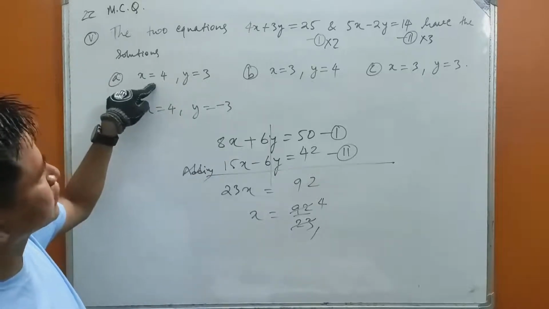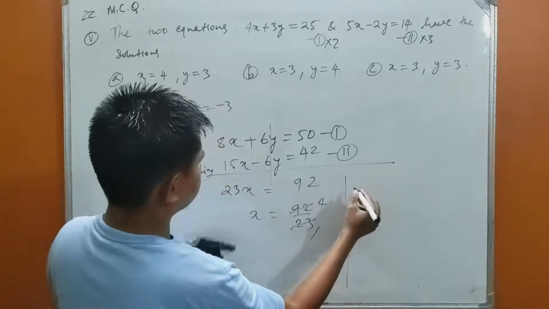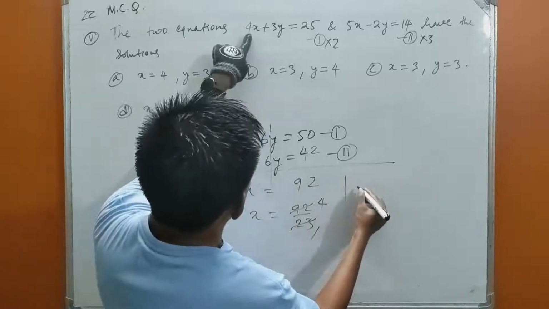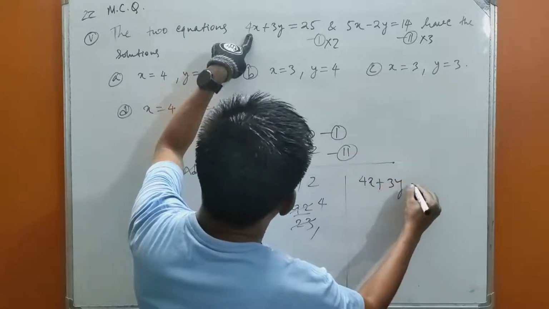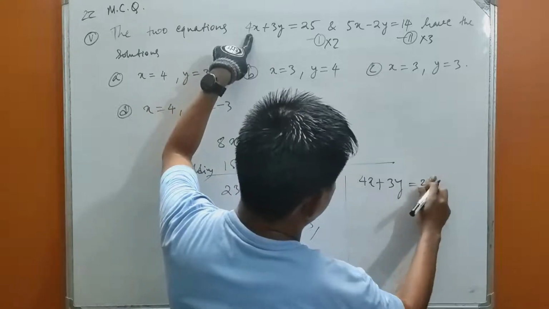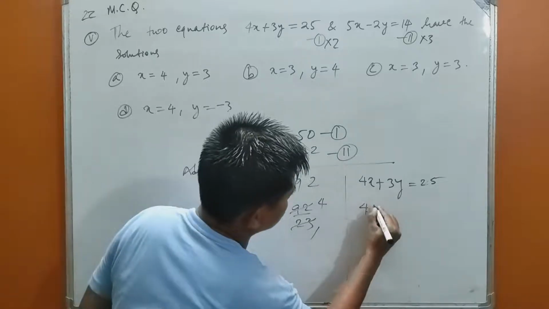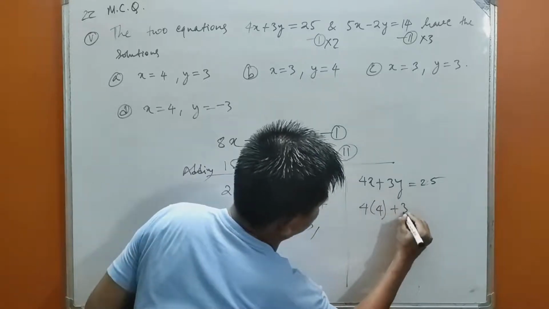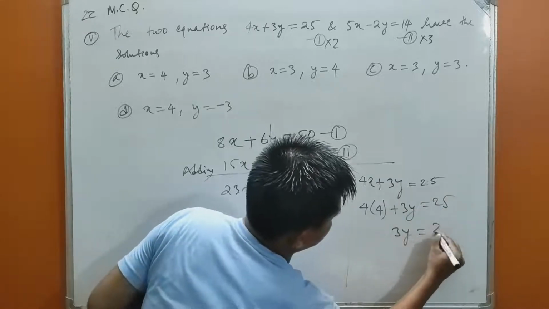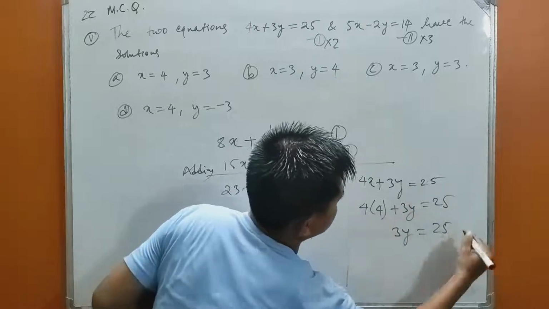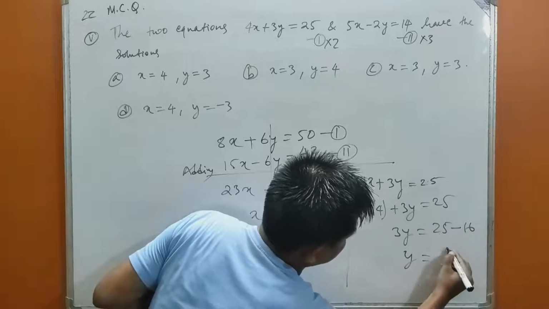So this could be the answer. Okay, let us find the value of y. Putting the value of x in equation 1, 4x plus 3y equals 25, isn't it? So x equals 4. 4 into 4 plus 3y equals 25. So 3y equals 25, 4 4s are 16, plus 16 you take to the right hand side, it becomes minus 16. Y equals 25 minus 16 is 9.